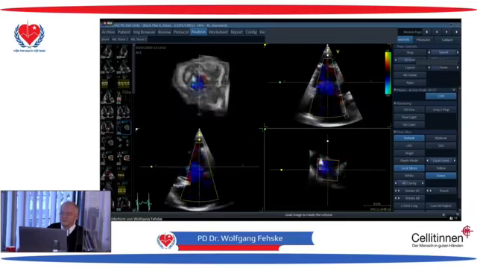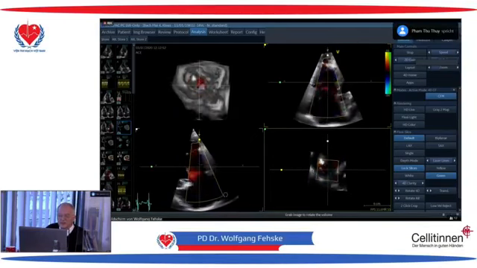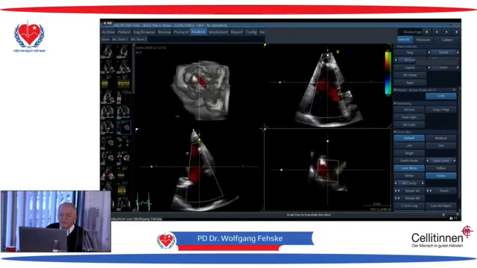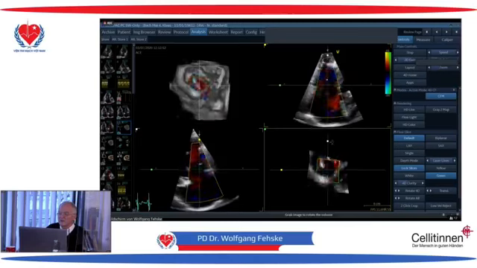And what happens in addition to that, we saw before, is that we can directly go to the vena contracta in the short axis. You see it here? We have directly the vena contracta in the short axis.